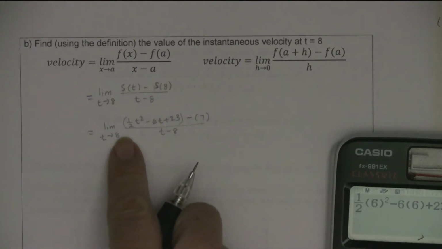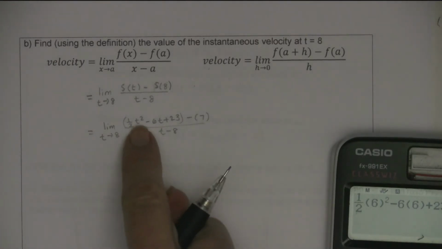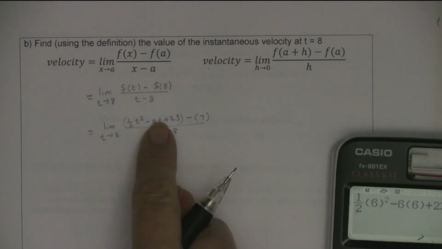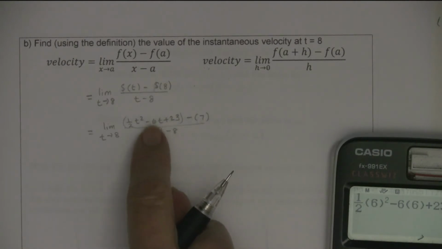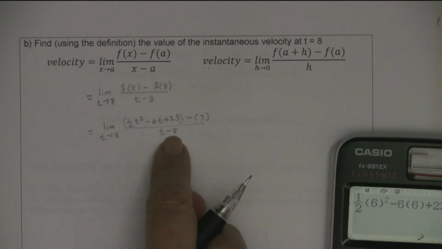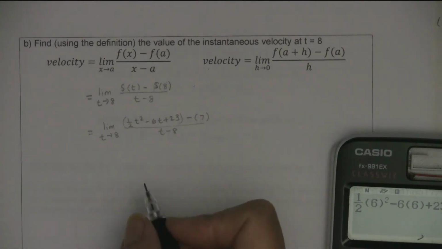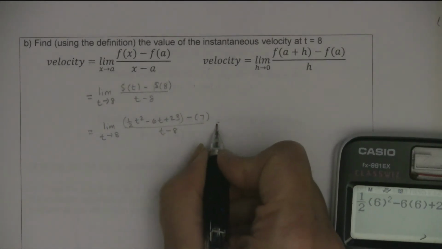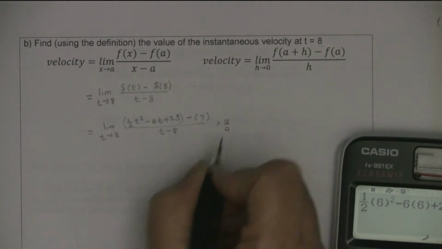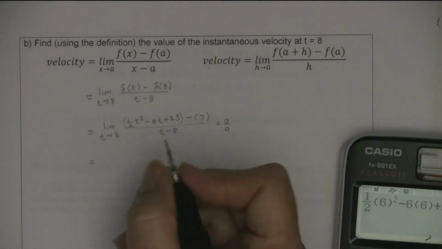If you were to plug in to use the number one limit law, which is substitution, it's okay to substitute. If you were to plug in right now with 8, you would get 7 here, and 7 take away 7 is 0, and in the denominator you would get 0. So you have 0 over 0, which would mean work harder, right? So I'm going to write that it's 0 over 0 so that you know that I thought about it. It's indeterminate form, and I'm going to work harder.